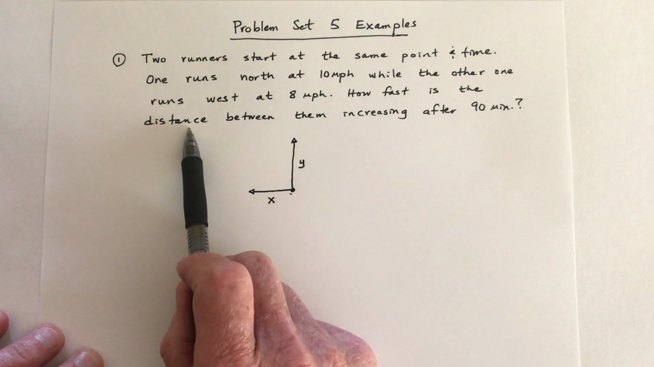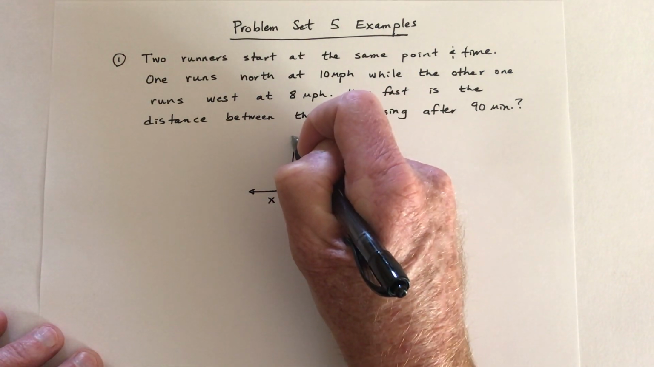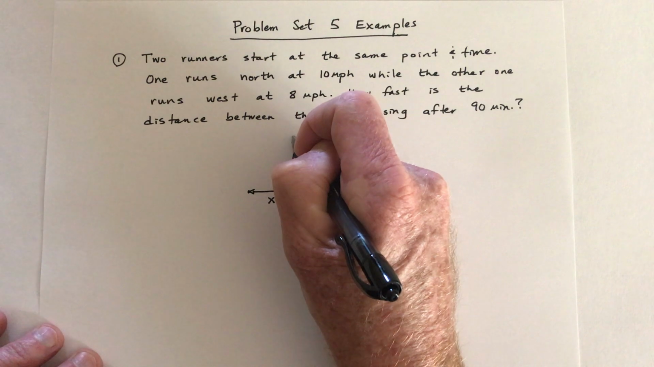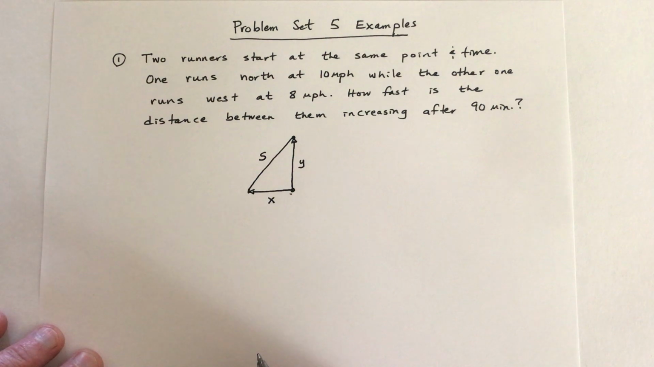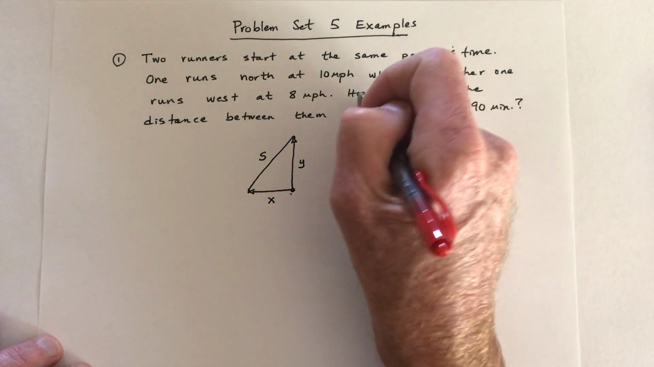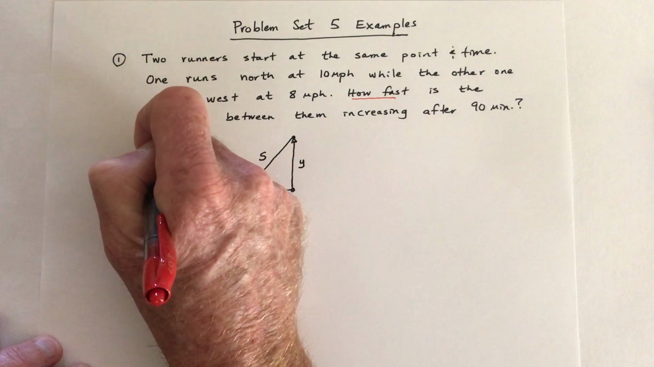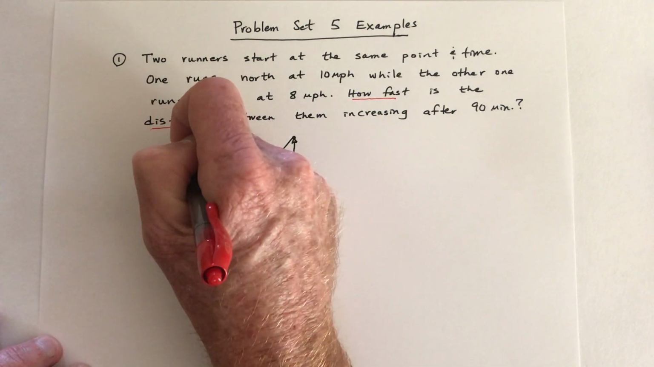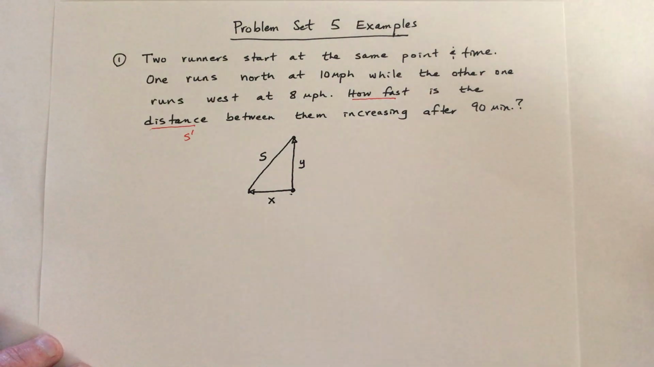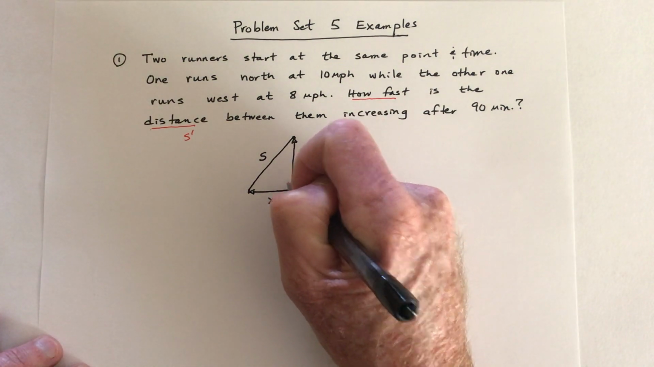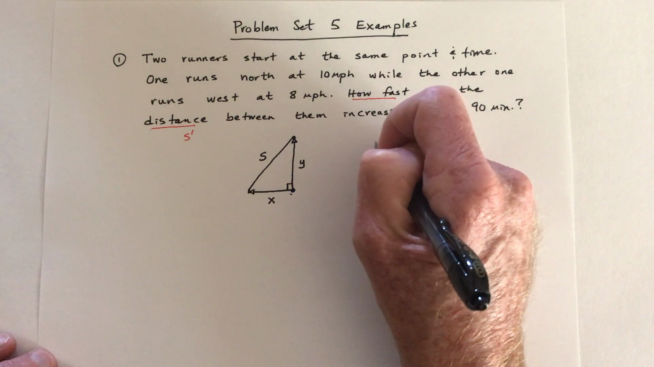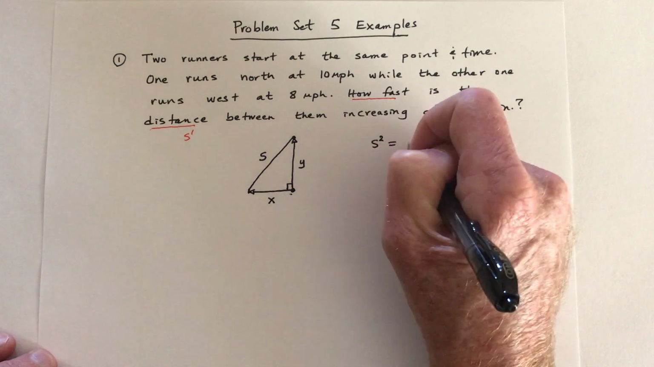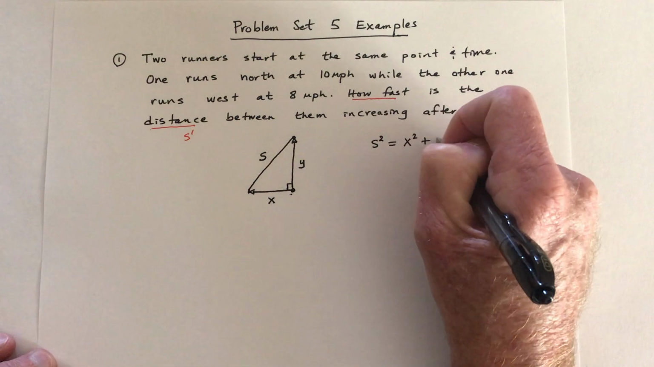And then how fast is the distance between them? So this person would be up here, the other person would be here, so the distance between them is this, which I'm going to call S, the distance between them. So the question is asking for the derivative of S. Since the north and the west line are perpendicular to each other, I have a little right triangle. So I can do the Pythagorean Theorem. So S squared is equal to x squared plus y squared.